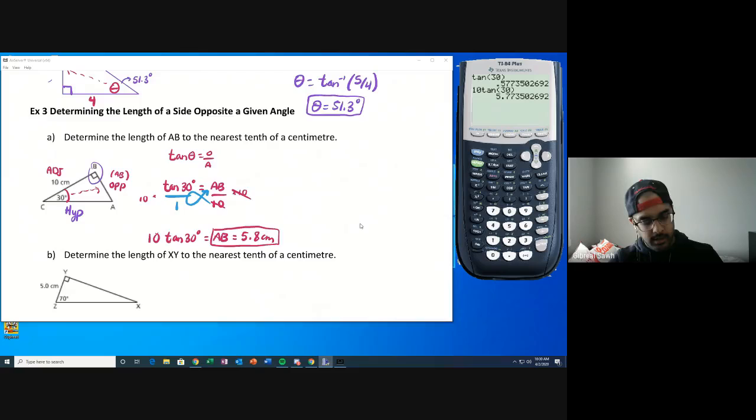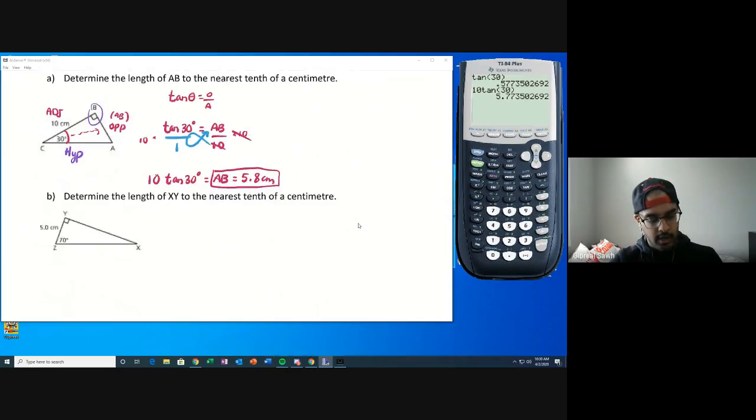Okay, underneath, we're asked to determine the length of xy, also to the nearest tenth of a centimeter. Now, if you want to try this one on your own, just pause the video and try it out. I'm going to do this one as well. I know it's a new concept, so give it a pause, try it first based on what we just did, and then when you're ready, unpause the video and we'll go through the solution.